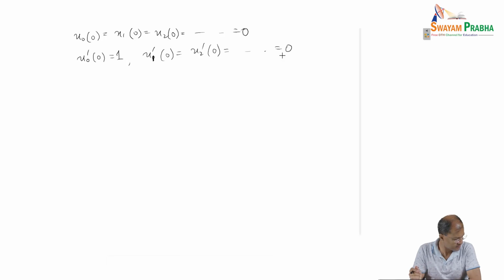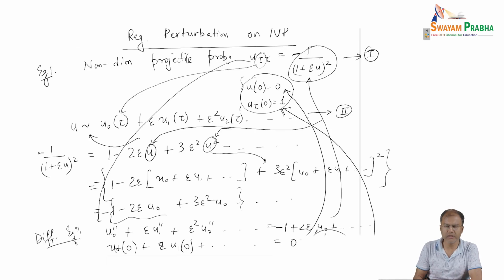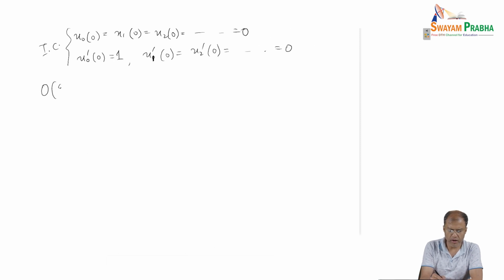And then what we have is our initial conditions. So now we can start to solve each order of the differential equation. So the largest order is epsilon to the power 0. So epsilon to the power 0, left hand side is u naught double prime, right hand side is minus 1. So we solve the order epsilon to the power 0 differential equation.